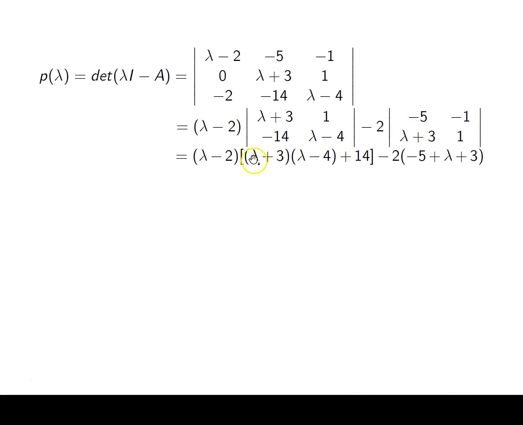Lambda minus 2. Square brackets to differentiate between the sets of parentheses, right? So lambda minus 2 times lambda plus 3, lambda minus 4, minus negative 14, so plus 14, minus 2 times, right, big parentheses, negative 5, and then minus a negative lambda plus 3, so just a plus lambda plus 3. So from here, I'll multiply this out and combine my like terms before I distribute this lambda minus 2 in.